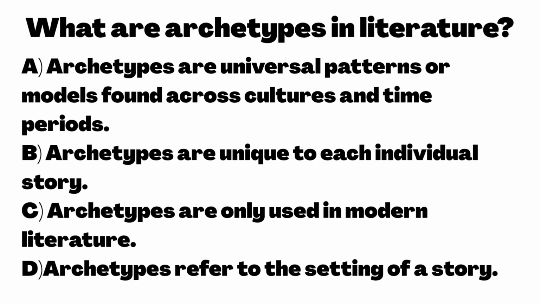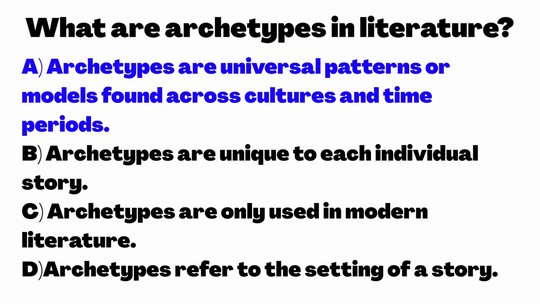What are archetypes in literature? Archetypes are universal patterns or models found across cultures and time periods. Archetypes are unique to each individual story. Archetypes are only used in modern literature. Archetypes refer to the setting of a story. The correct response is: archetypes are universal patterns or models found across cultures and time periods.